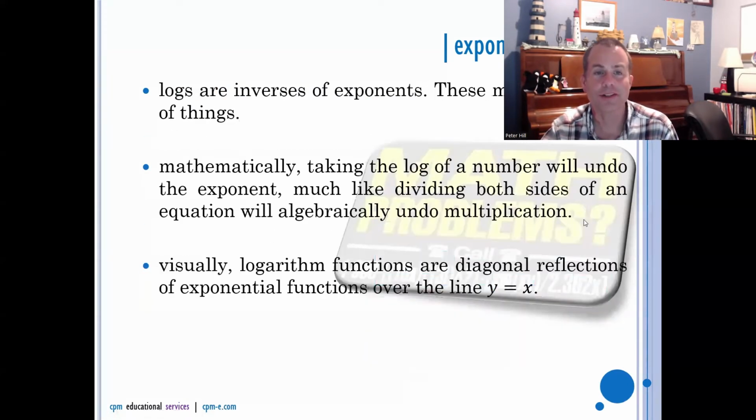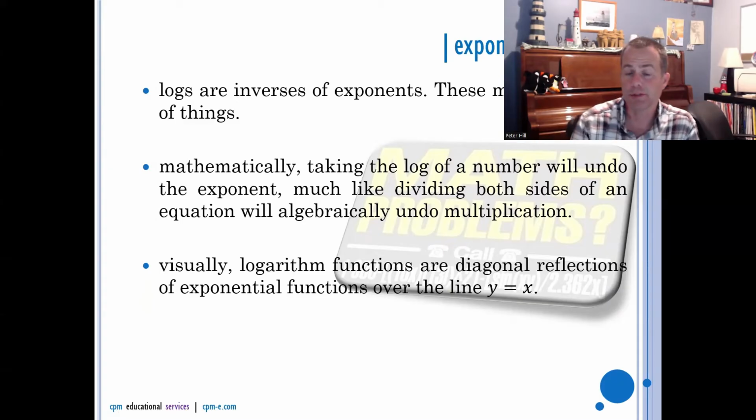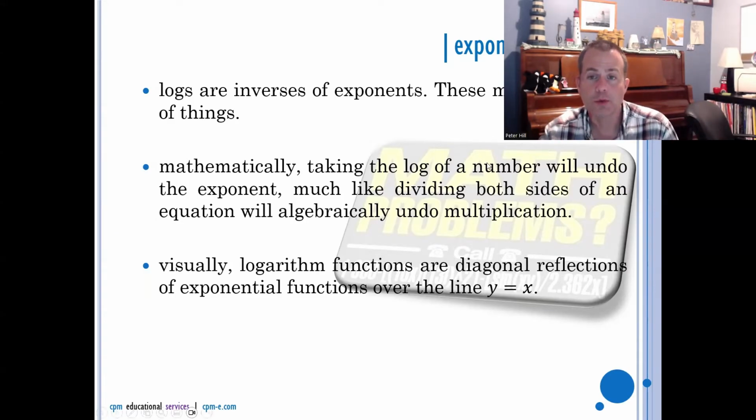So logs are the inverses of exponents. This means a couple of things. Mathematically, taking the log of a number will undo the exponent, much like dividing both sides of an equation will algebraically undo the multiplication. Visually, a logarithmic function will look like a diagonal reflection of the equivalent exponential function, or not the equivalent, but the inverse exponential function. Okay.